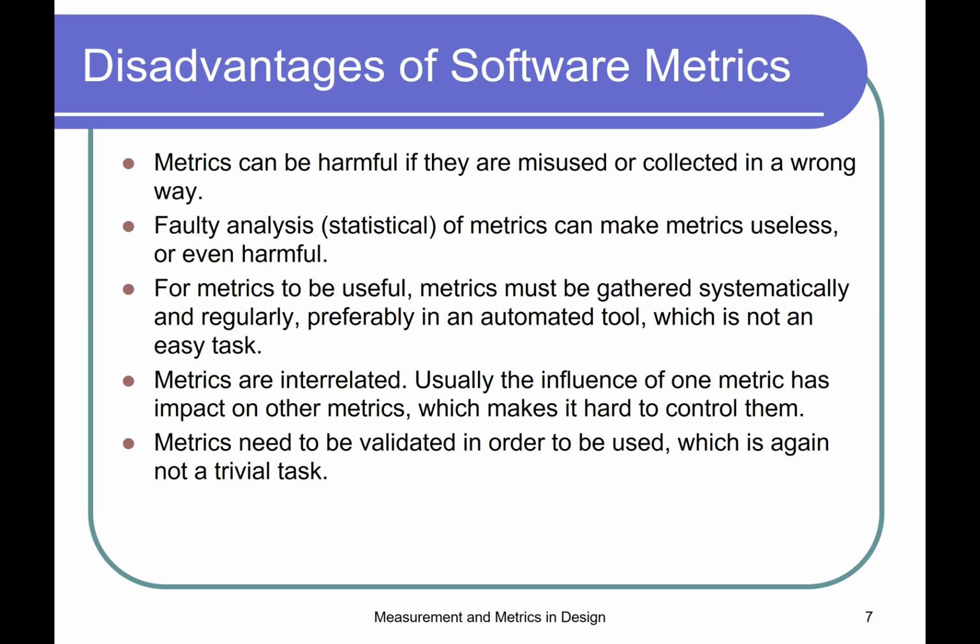The thing about metrics is that they're interrelated. Some of them have what we call a positive correlation with each other, so you improve one, and it improves the other one. Some of them have a negative correlation, so you improve one, and the other metrics get reduced. If you focus, for example, too much on offense, then you're reducing your ability to play defense, and so on and so forth. Metrics need to be validated in order to be used, which is again not a trivial task.